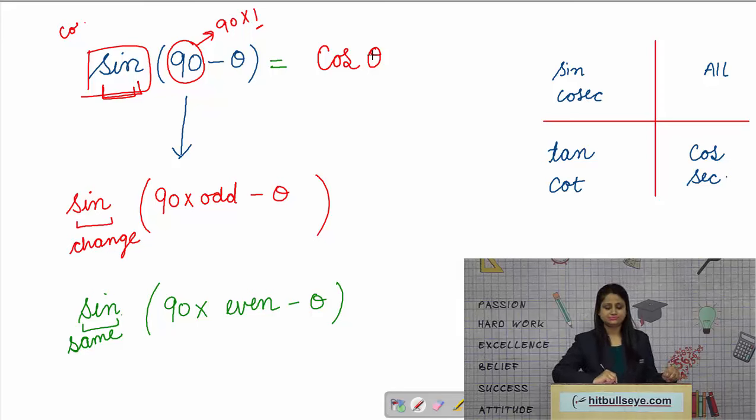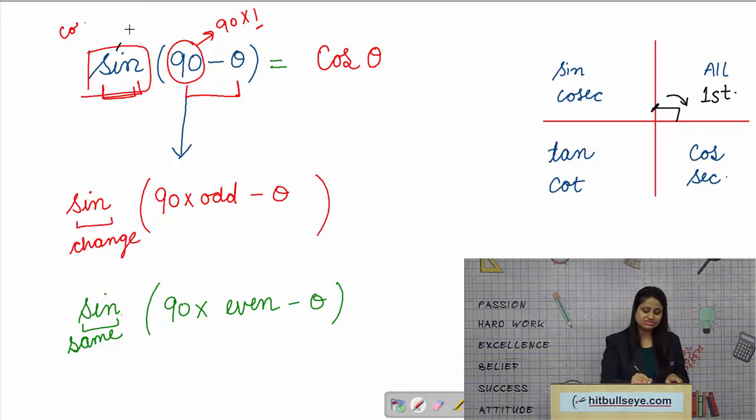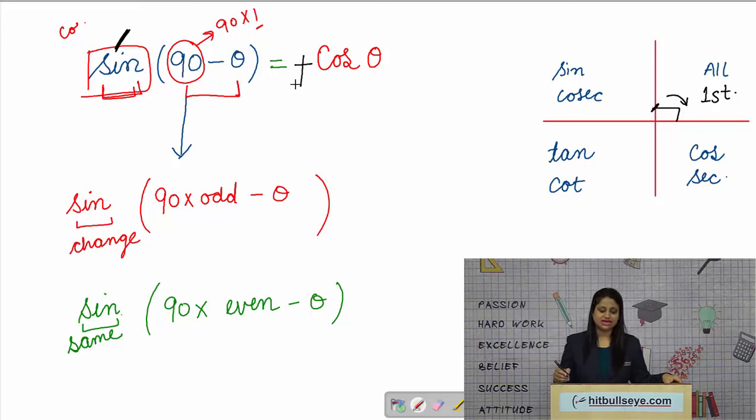Now one thing is left. See the angle, the original angle, that is 90 minus theta. We know that 90 is here, and if we subtract anything from 90, it will remain in the first quadrant. And in the first quadrant, all the T ratios are positive. If all the T ratios are positive, the sign will always be positive. So sine 90 minus theta is nothing but cos theta.